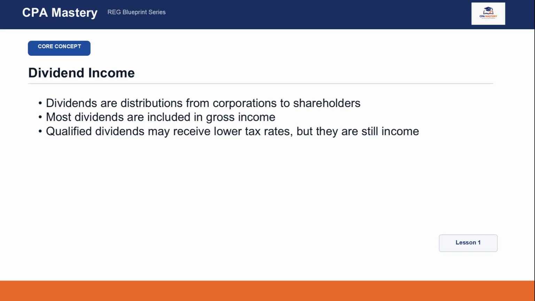The inclusion question asks whether the item is part of income at all. The rate question asks how heavily that income is taxed. Qualified dividends may receive favorable rates, but they still count as income.